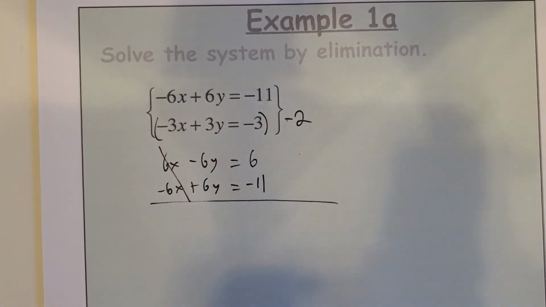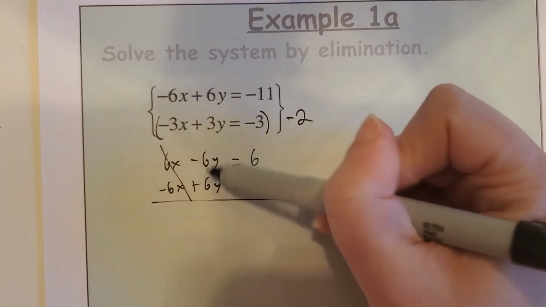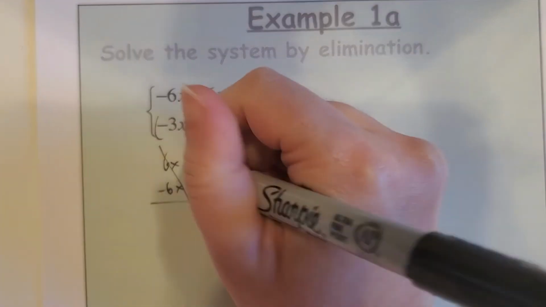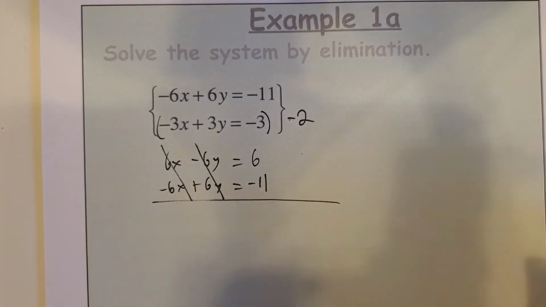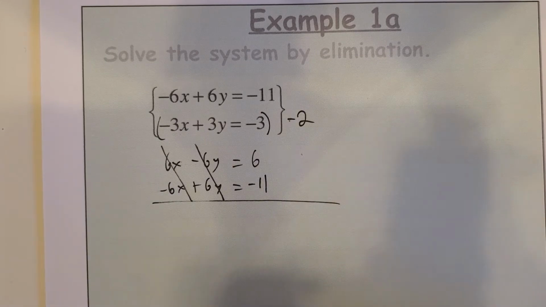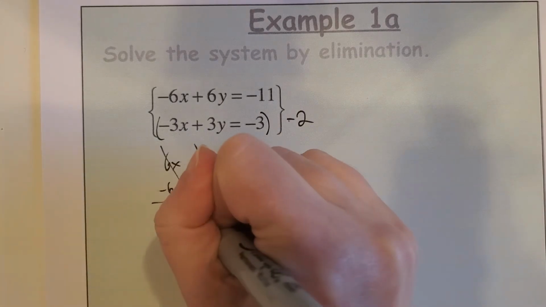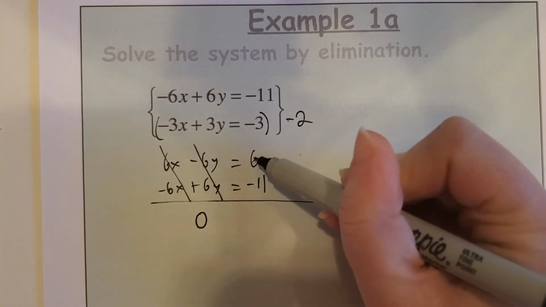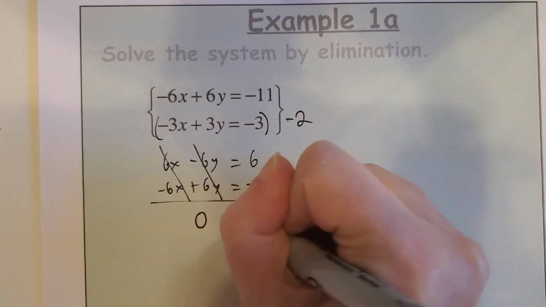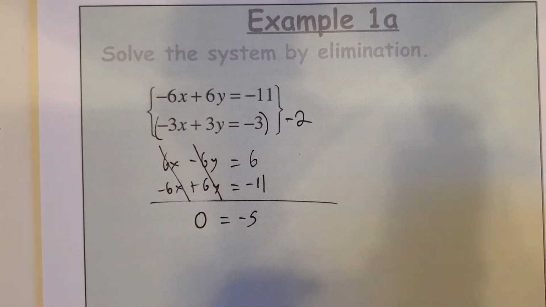Well, the x's eliminate like we wanted to, but -6y and 6y also cancels out. So the entire left side of the equation is gone. We're left with 0. And then when we do 6 minus 11, that's -5. So we're already starting to get into that territory of the weird things that happen.